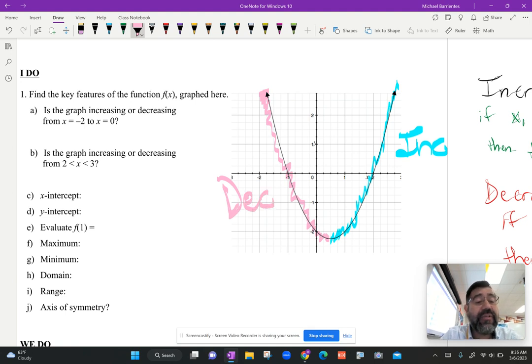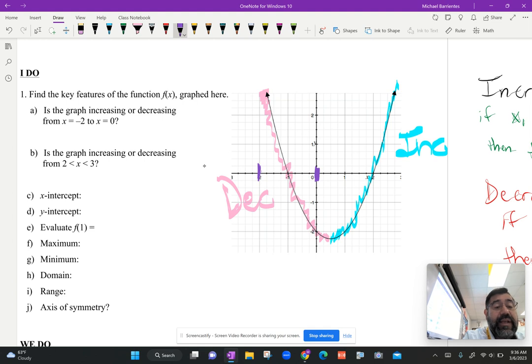Now, the question is: is the graph increasing or decreasing from x equals -2 till x equals 0? Okay, so x equals -2, that would be right here, until x equals 0, that would be right here. In that window, is the graph decreasing? Are the y values getting smaller on the graph? If I put my finger on the graph and trace it, is my finger going down between -2 all the way to 0? And the answer is yes.